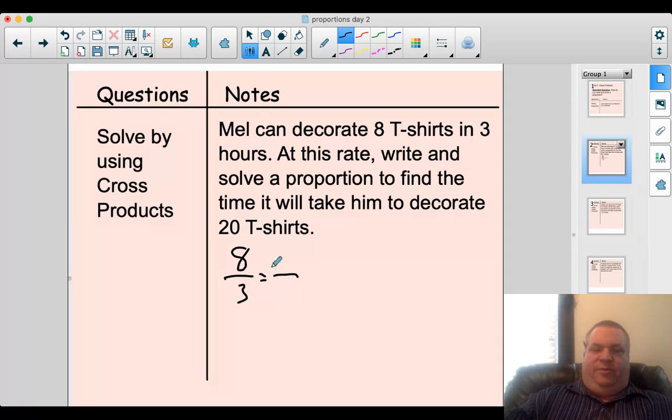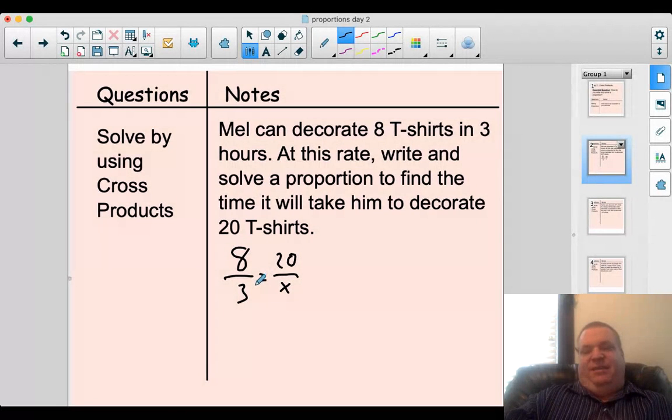Okay, well, I know I'm looking for how long it'll take to do 20 shirts. Okay, the time that it will take is the thing that I don't know. So we have time on bottom. I don't know how long it'll take to do 20 shirts, so that's where I'm going to put my variable. Let's put x. Okay, you can put h for hours or whatever you want to do. Okay, so here I have it set up. Shirts to hours. This is also shirts to hours.